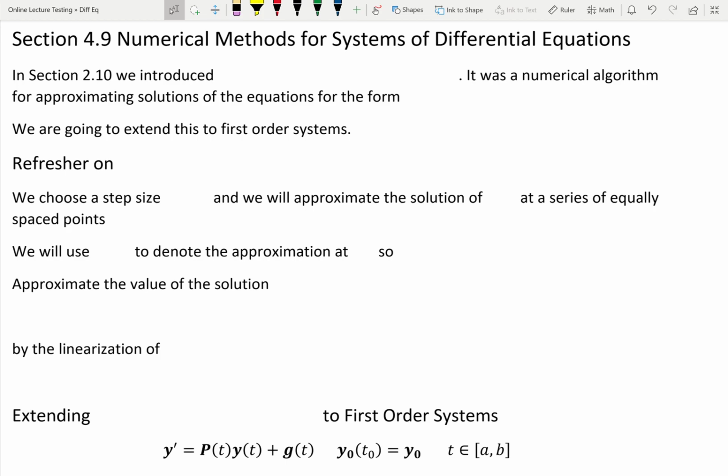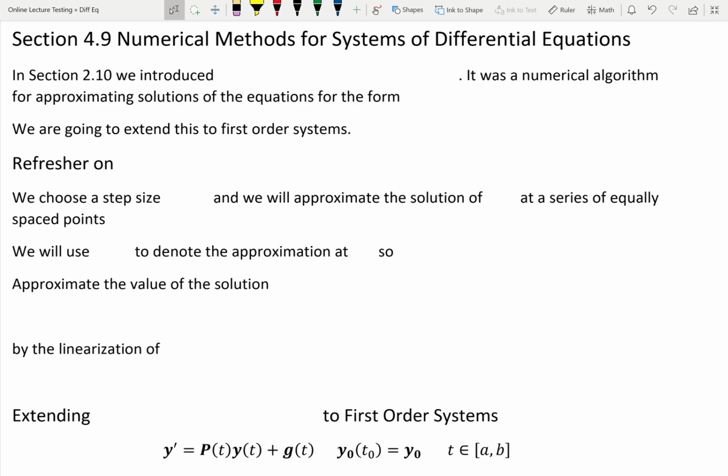Hey everybody, Mr. Brooks here again for our last section in chapter 4. So this is 4.9, numerical methods for systems of differential equations. This one is truncated down quite significantly.